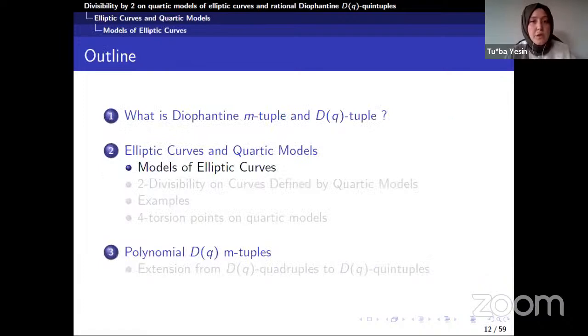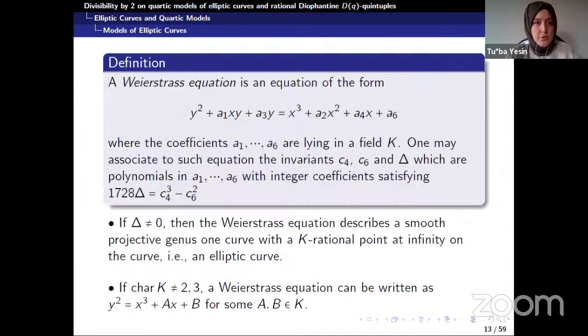Okay, we saw the Diophantine n-tuple and the D(q) tuple. Now we can continue with the main part, with more details on the elliptic curves and the quartic models. Let's see first the models of elliptic curves. Let me start with the Weierstrass equation. This is an equation of the form which is here, where the coefficients from A1 to A6 come from the field K. And we can associate to such an equation the invariants C4, C6, and the discriminant, which are polynomials in A1 to A6 with integer coefficients. These three satisfy this equality.